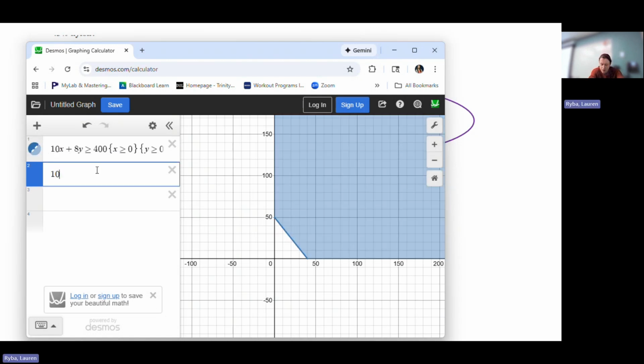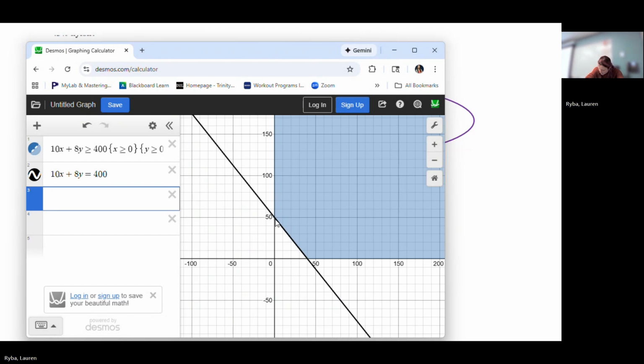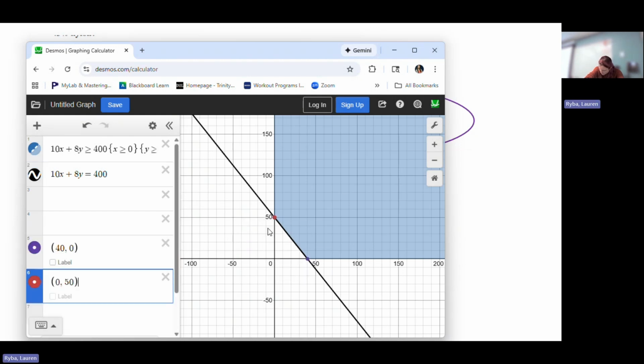Okay, so to make this easier, 10x plus 8y equals 400. What are my nice values? So it gives me those perfect values that I could use. And then anything else in the shaded area, okay, 50-50, 175, as long as it's within that shaded region, it works.